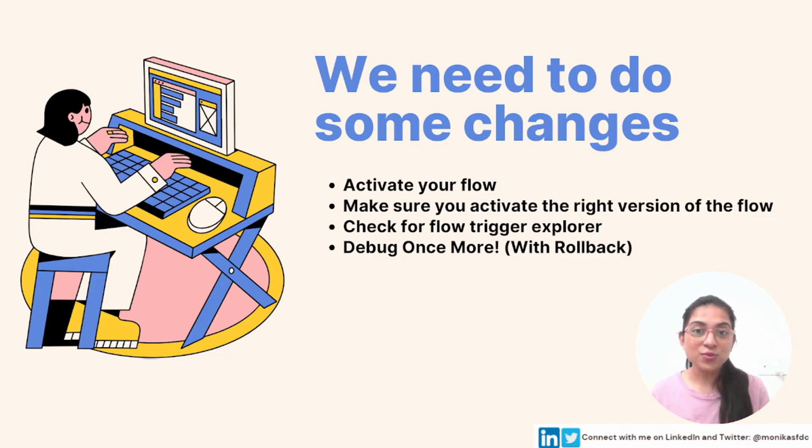Now the last one is debug once more. Trust me, this is very, very helpful. Debug once more before you activate your flow and give it to the user, to the public domain, to check that it is working fine. Just debug it once more, but make sure you debug it in the rollback mode so that no records get affected and no data gets hampered by your testing. Okay, that's it. After these steps, you're good to go.